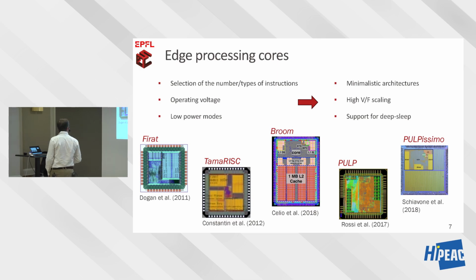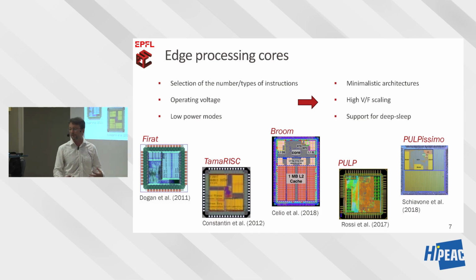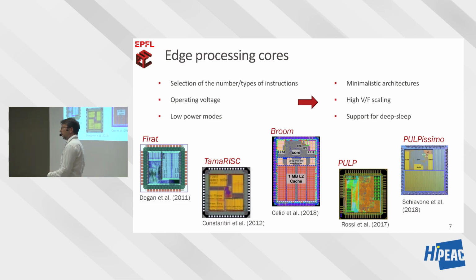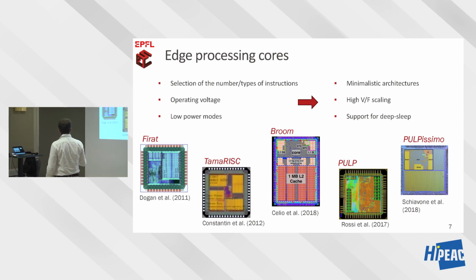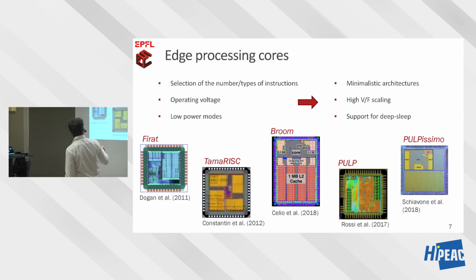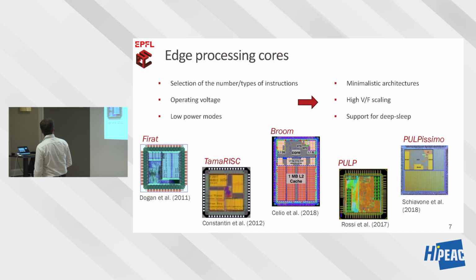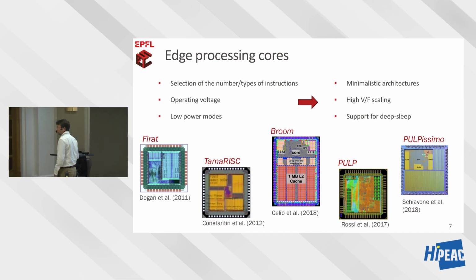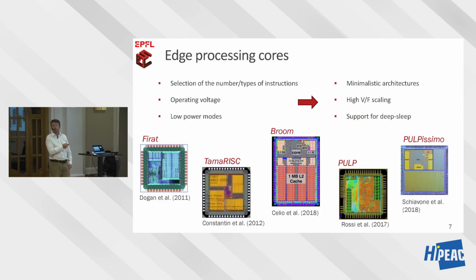There was a period in the first and second decades of the 2000s in which there was a flurry of different processing cores being proposed in academia for edge applications, based on customized instruction sets like the FIRAT or on the RISC-V instruction set like the PULP and the PULPissimo core. In order to build these cores, the main choices were the selection and the type of instructions in the instruction set, the admitted operating voltages, and the supported voltage modes.